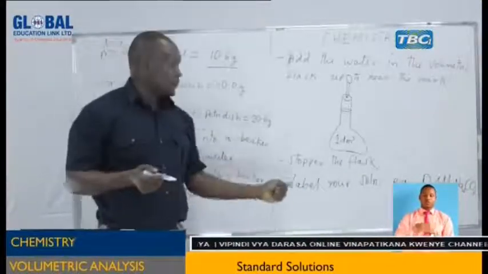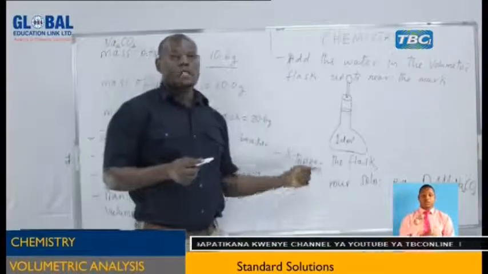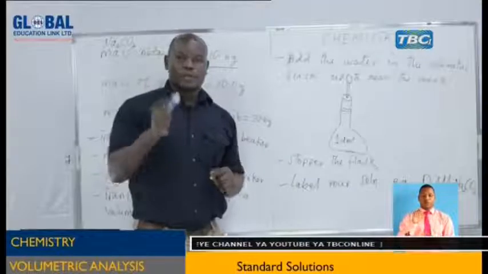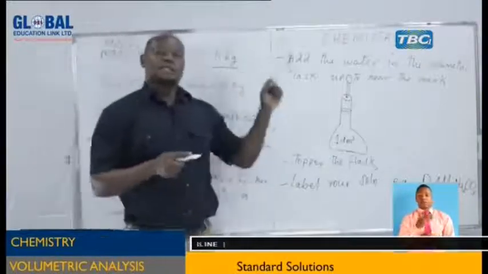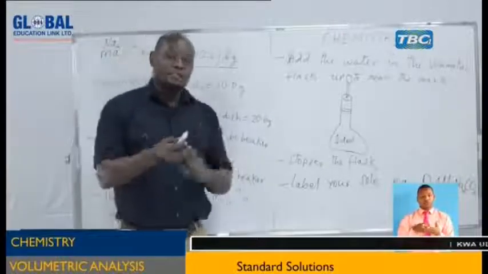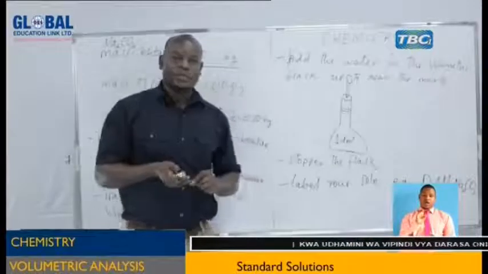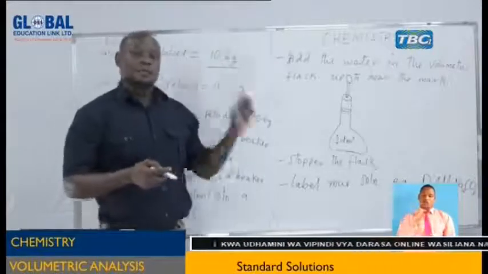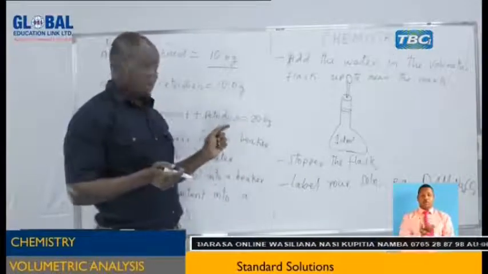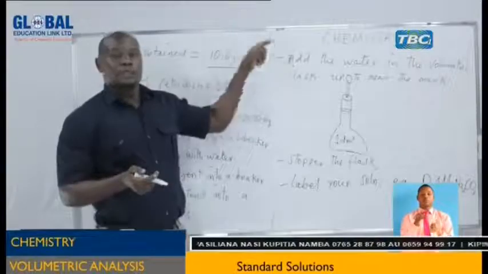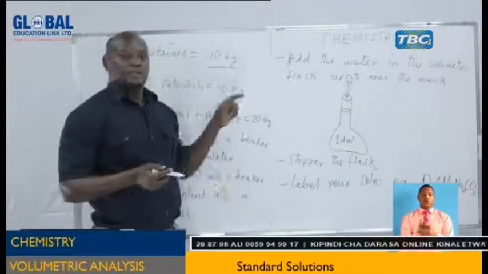So you will now have the standard solution of sodium carbonate that can be used to standardize other reagents, which we call secondary reagents. So sulfuric acid, dilute hydrochloric acid, dilute sodium hydroxide, those are known as secondary standards because their concentrations are obtained from the primary standards or from the standard solution.